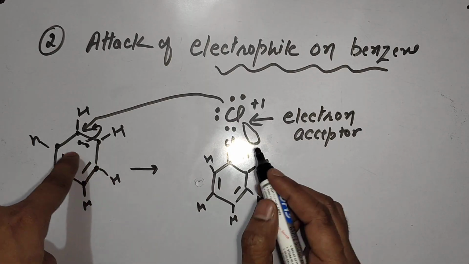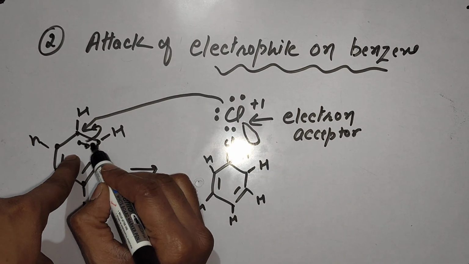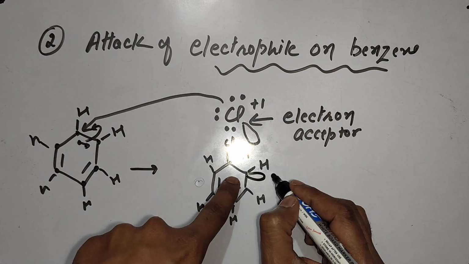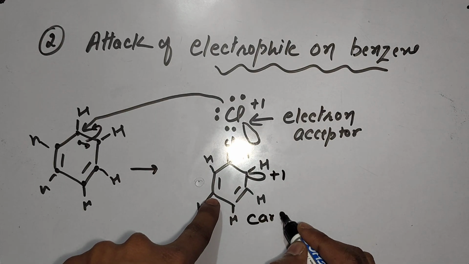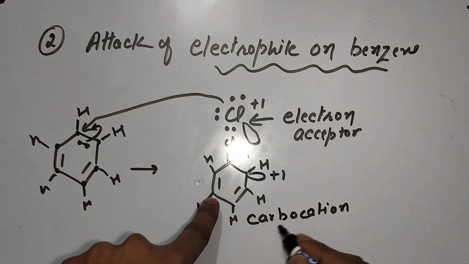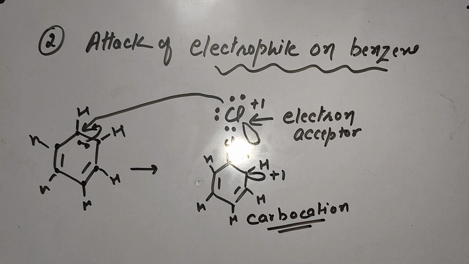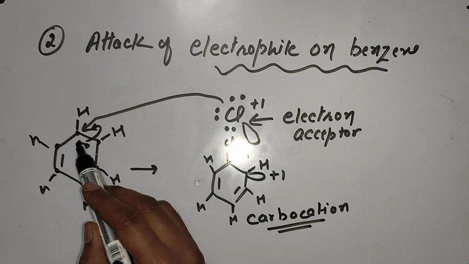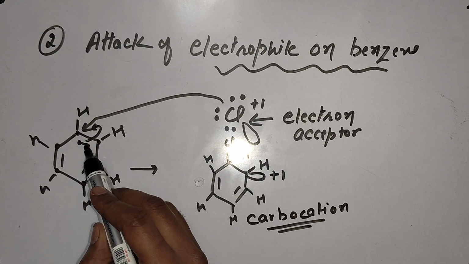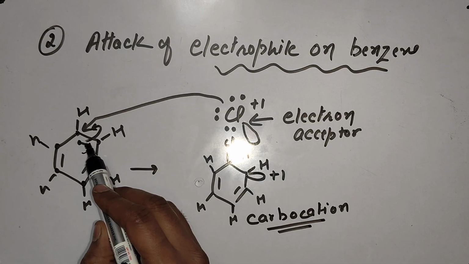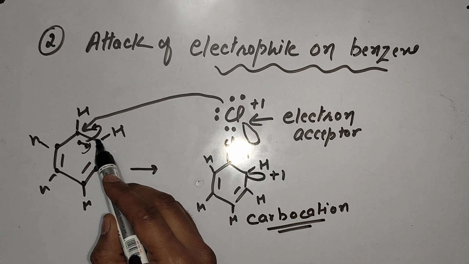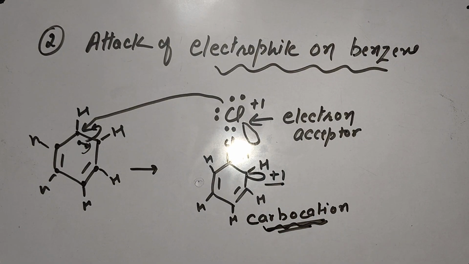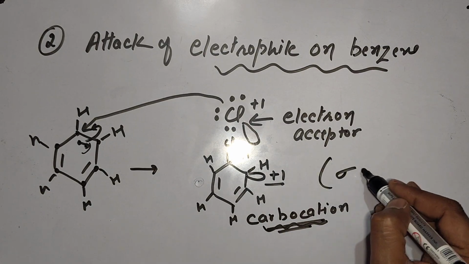Pi bonds here. Now check properly. This electron was of this carbon and this electron is shifted toward chlorine. So this carbon will have a vacant orbital and a +1 charge, meaning the carbon will become a carbocation. This is the neighbor carbon from which pi electrons are shifting. Out of these 2 electrons, 1 electron is of this carbon and 1 electron is of this carbon, but both electrons are going toward chlorine. So this carbon is losing its electron, that's why a vacant orbital will generate and this carbon will have +1 charge, carbocation. We call such a complex also a sigma complex.